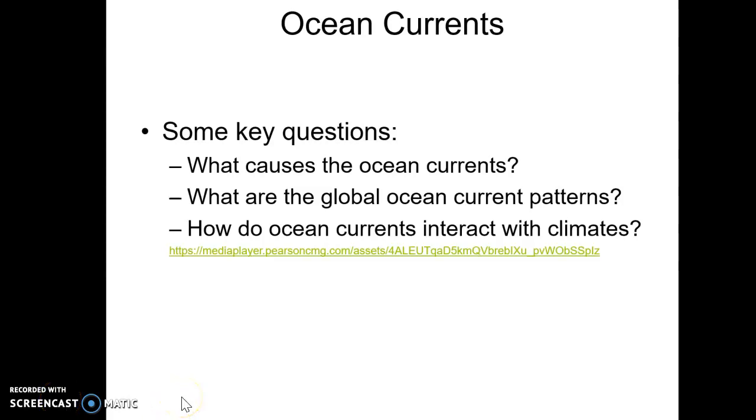Ocean currents. We have a few key questions to look at. One is what causes them. Another is what are the global ocean current patterns? In other words, what's the global geography of that? And then finally, how do ocean currents interact with climates?